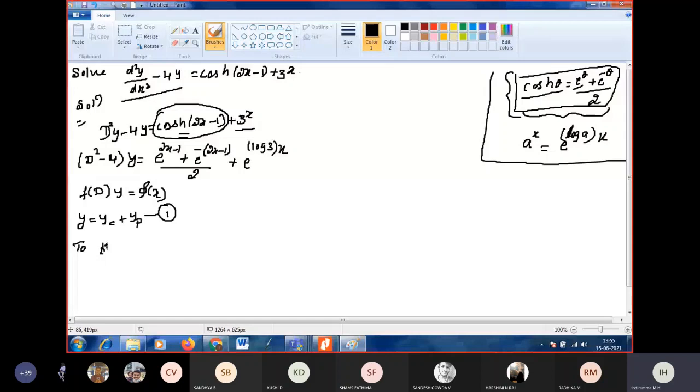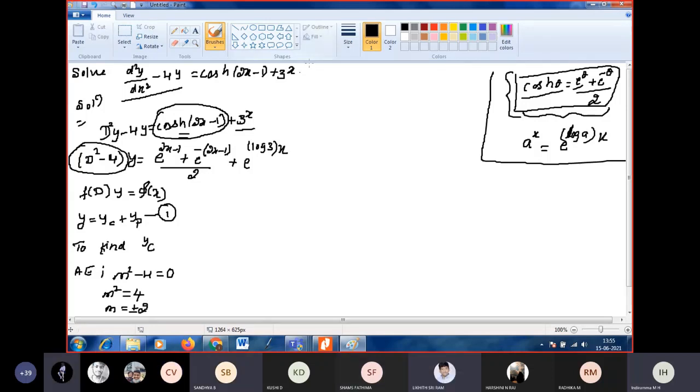Next, to find yc, these are the procedure and steps you should compulsorily follow. To find yc, consider the auxiliary equation. Auxiliary equation means here we have f of D. In f of D, replace D by m and equate to 0. That will be our auxiliary equation. So m square minus 4 is equal to 0. Now find the roots for this. m square minus 4 equal to 0, then m square equal to 4, and what is m? Plus or minus 2.